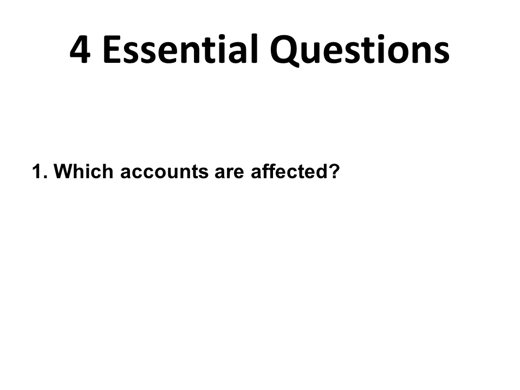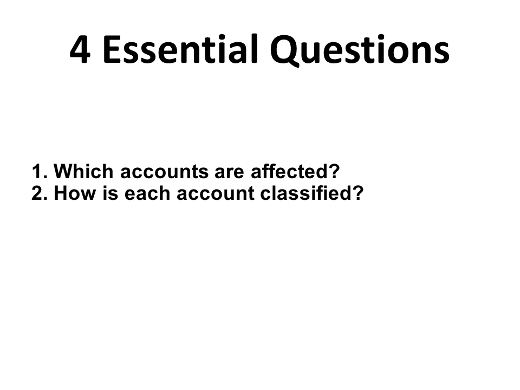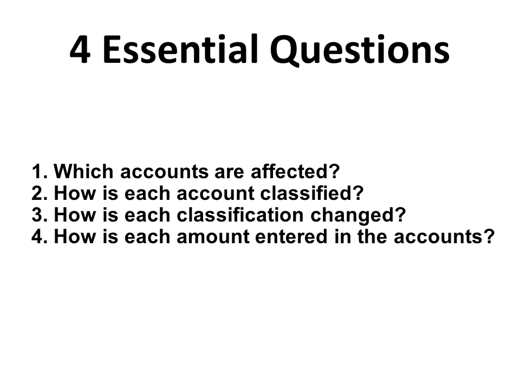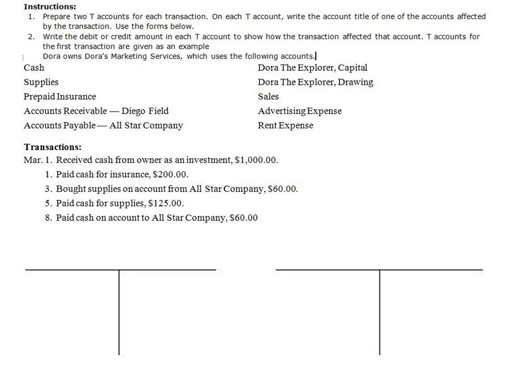First one is, which accounts are affected? Is it cash? Is it accounts payable? Is it sales? How is each account classified? Is it an asset? Is it a liability? Is it an owner's equity? How is each account classification changed? Did it increase? Did it decrease? And then how is each amount entered in the accounts? Is it a debit? Is it a credit?